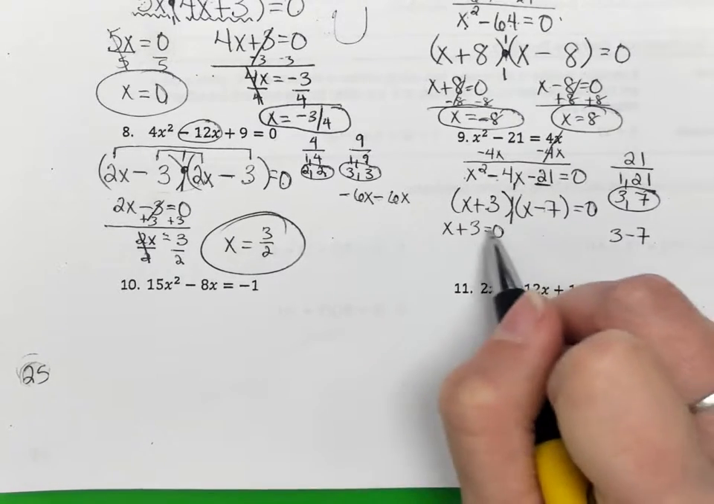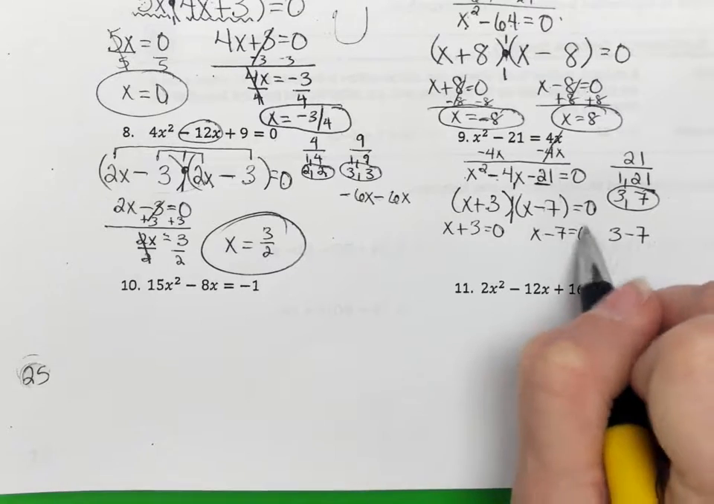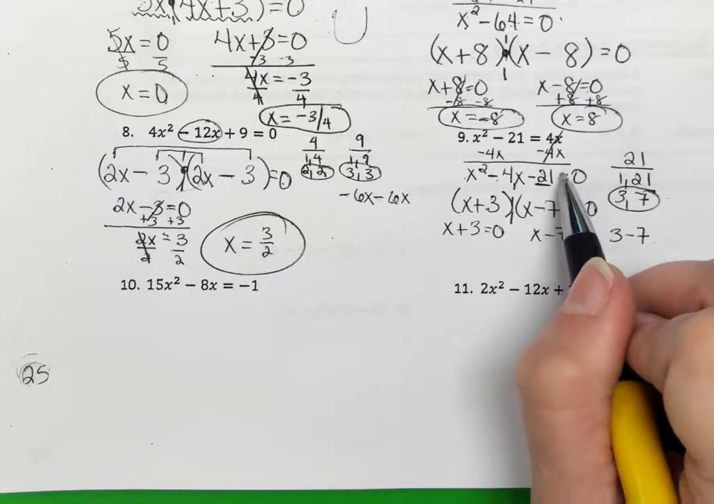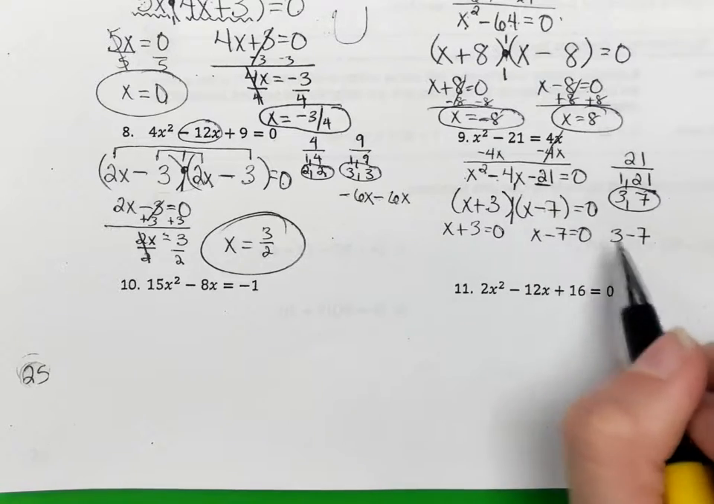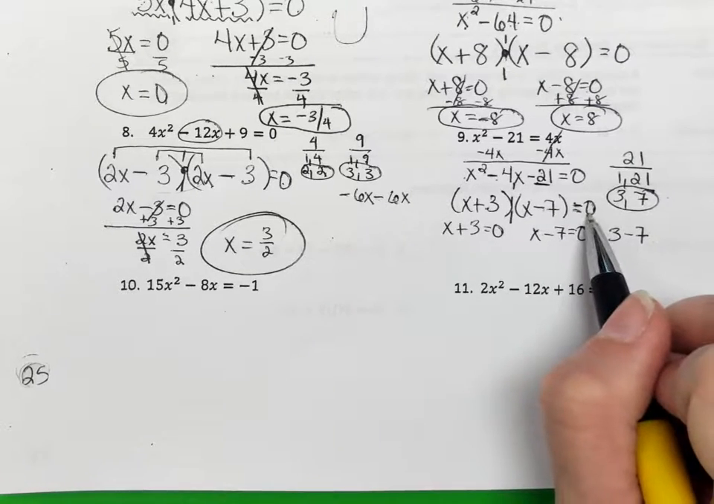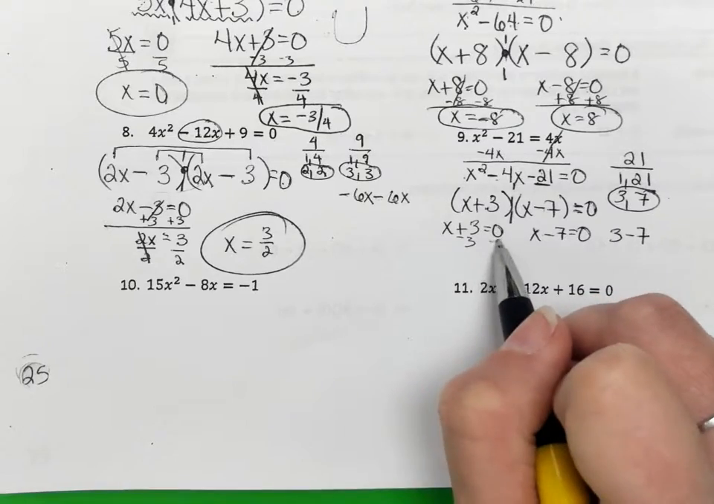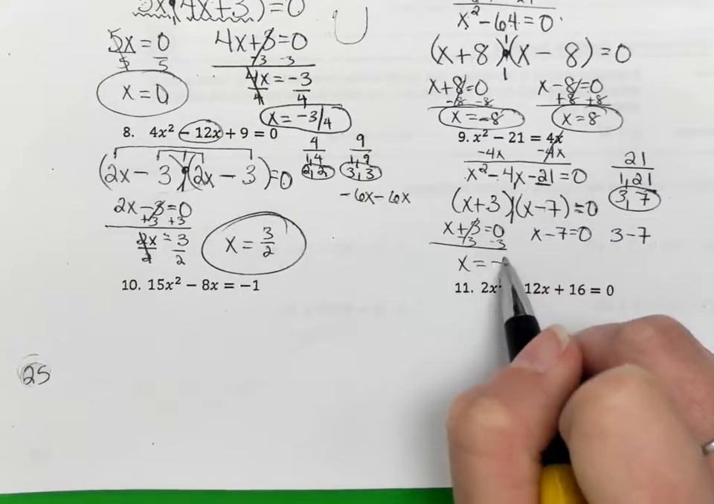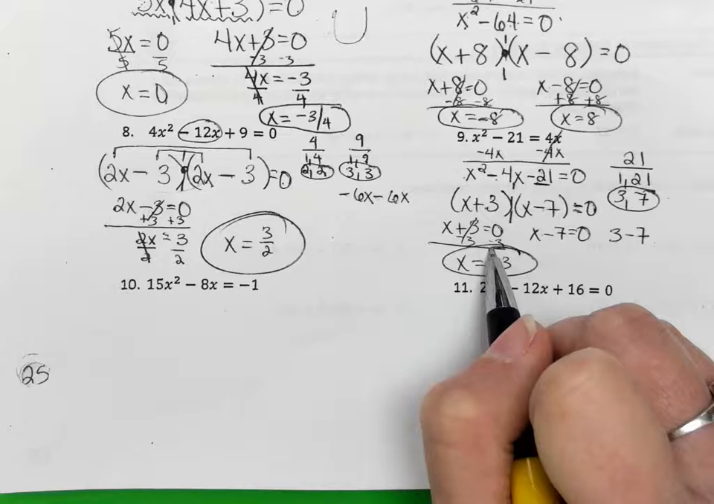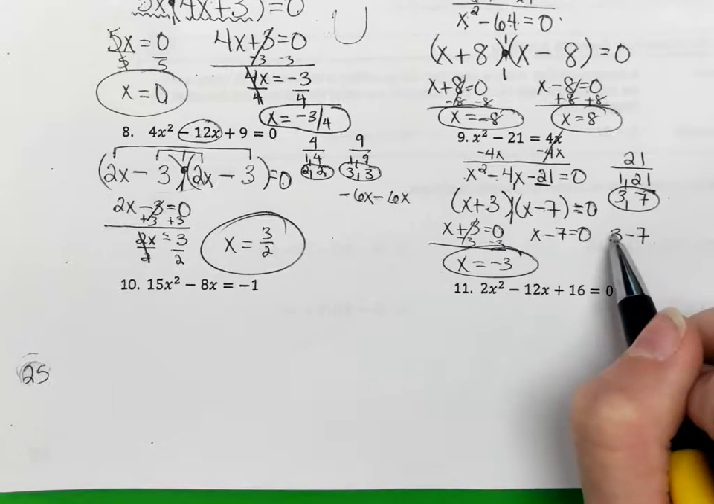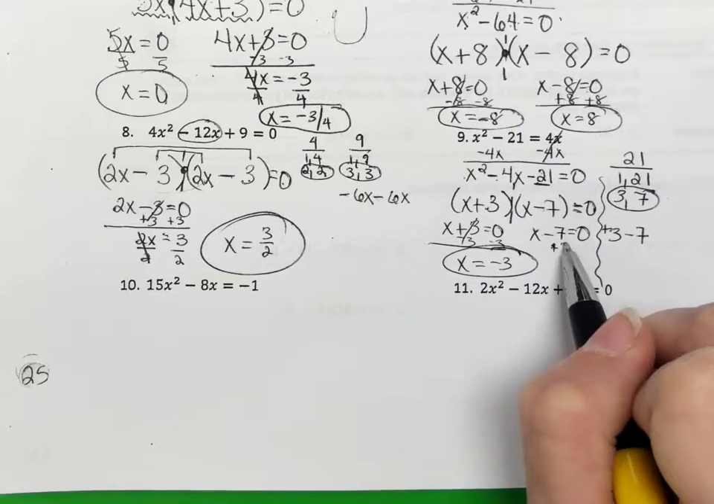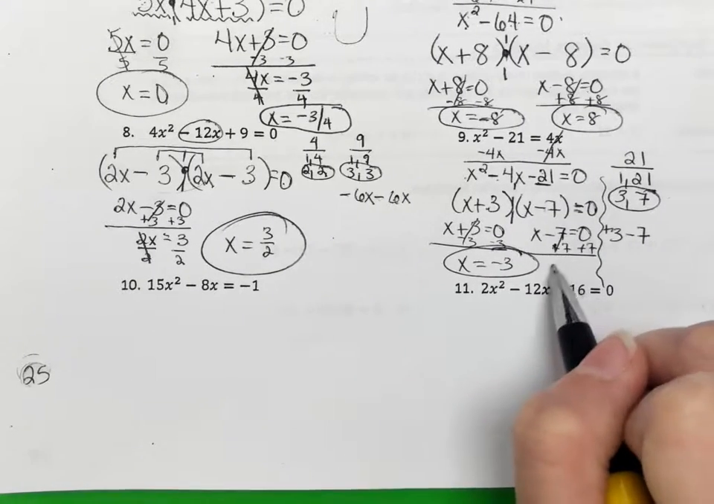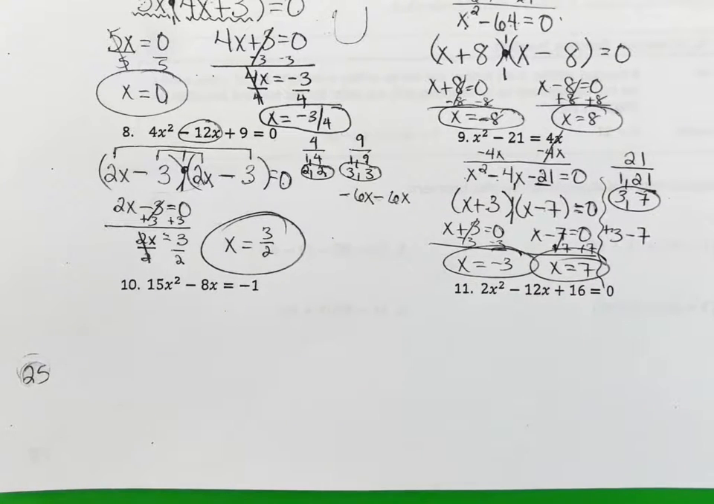Alright, so x plus 3 equals 0. X minus 7 equals 0. So Jack, when you have yours, it won't have an equal 0. So you'll just stop right there. We're going to take it further because now we've got the equal 0. So move the 3 by subtracting. This was showing what kind of signs. This was separate. And then x equals negative 3. And then add the 7. X equals 7. There you go. Alright, we got 2 more.